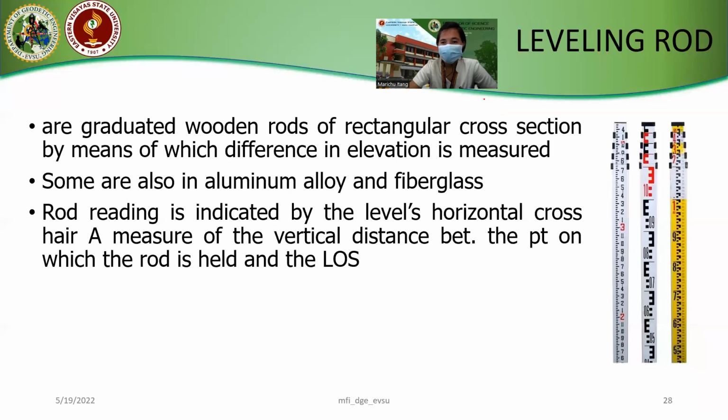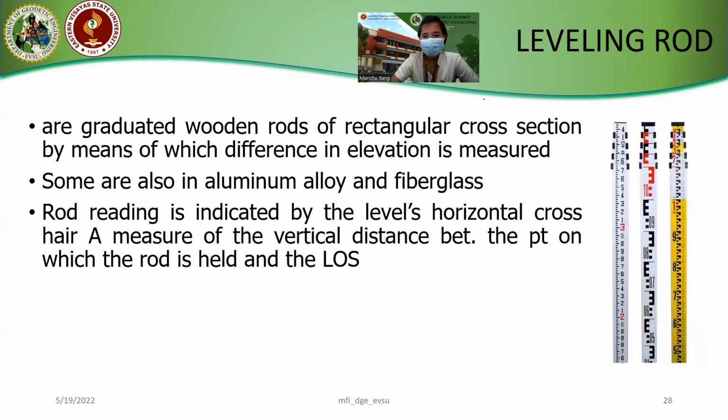So this one is the accessories. We have the leveling rod. This leveling rod is the one we are going to target if you're going to use the automatic level. So this is what we target, and then we read these numbers that you see on the body of the rod. These are graduated rods. It could be made of wood. It could also be metal or iron plate. We have rectangular cross-sections where the difference in elevation is being measured. There are also aluminum alloy and fiberglass rods. What we have here in EBSCO is the one with aluminum.